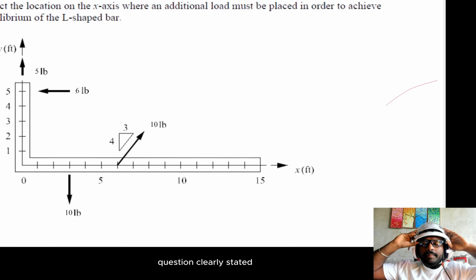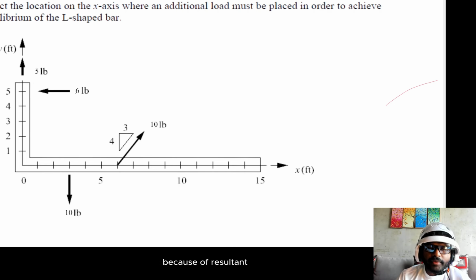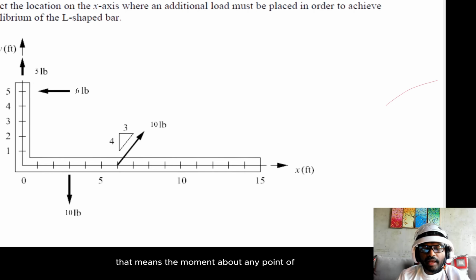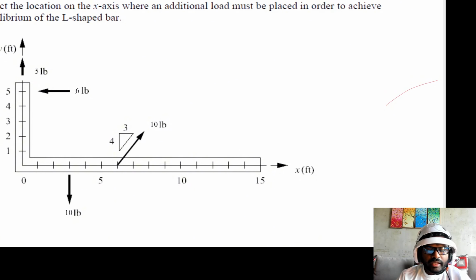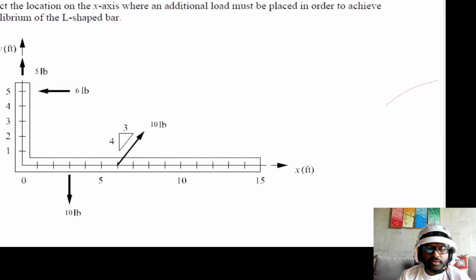The question clearly stated that this L bar is in equilibrium because of the resultant, which means the moments about any point of a system in equilibrium will be equal to 0. That means the force multiplied by distance in all the clockwise directions and the force multiplied by distance in all the anti-clockwise directions will sum to 0. So how do we know what is clockwise, what is anti-clockwise, and where does which of these moments of forces become 0?